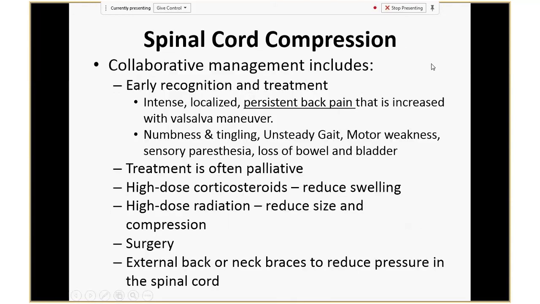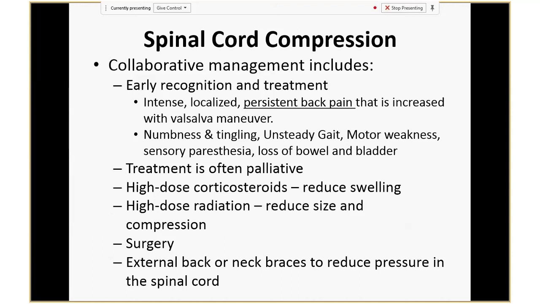Spinal cord compression. If you have a cancer of the spine, you can have persistent back pain in a localized area. Patients don't necessarily have to have spine cancer, but it could be spread to the central nervous system. And if patients are complaining of increased pain, you can have a suspicion for spinal cord compression.